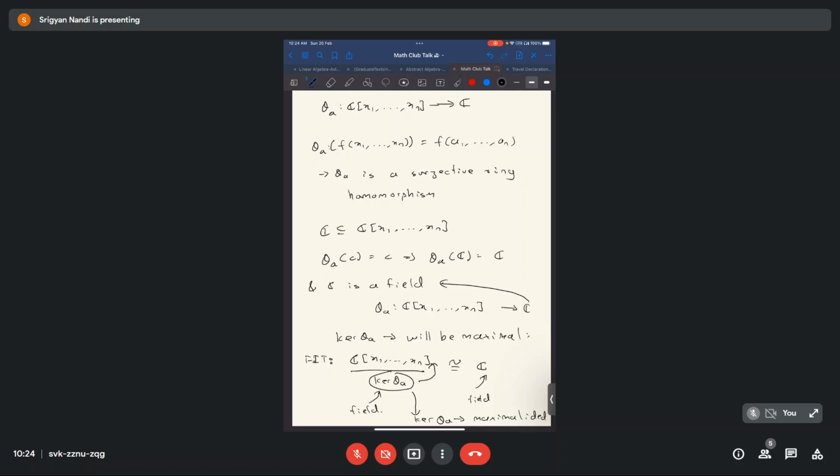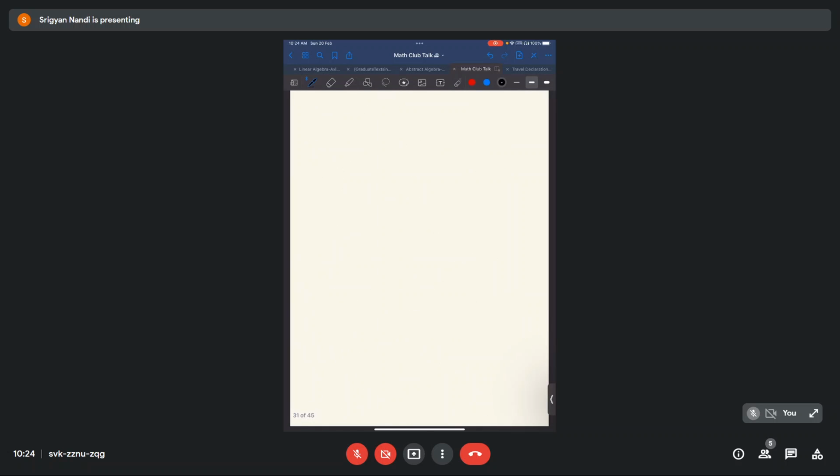All right. So we are left to show that the kernel of theta A, which we proved to be a maximal ideal, is indeed this very ideal that we started out with, (x1 minus a1, ..., xn minus an).